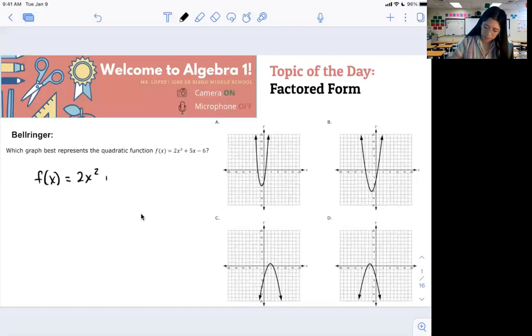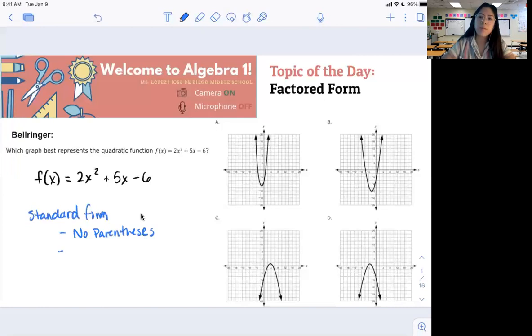How can you tell when something is in standard form? There's no parentheses. You got it. That's the biggest giveaway, okay? So we know that this is standard form because there's no parentheses. You can also say that it's what type of expression do we call this? A trinomial.